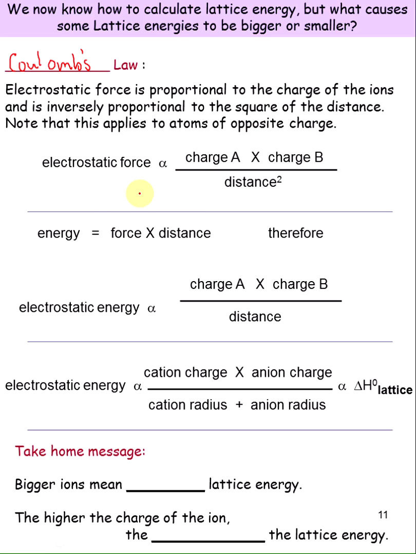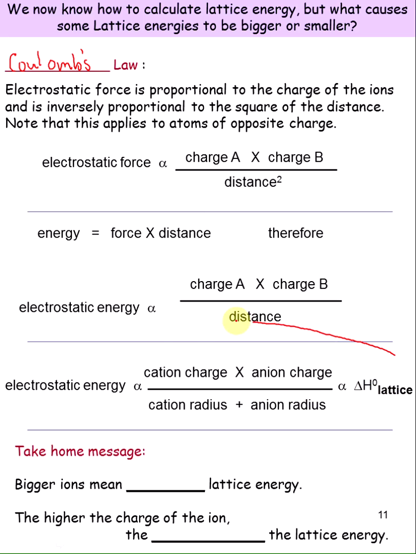And energy is going to be equal to our force times the distance. Therefore, our electrostatic energy is going to be proportional to the charge of A times the charge of B over the distance. And that distance, how far apart they are, is going to be related to the radius of the cation and the anion. So the charge of the cation and the anion over the size of the radius of the cation and the anion are going to be proportional to the lattice energy.